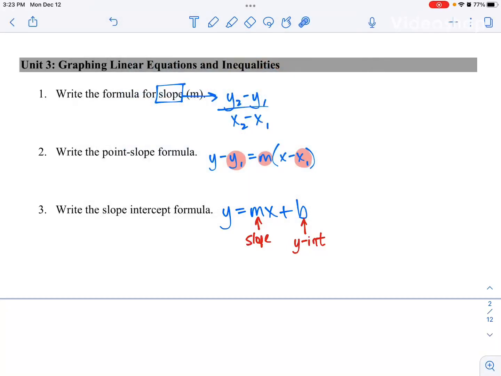All right, guys, final review. Unit 3, this was all of our y equals mx plus b stuff. I remember you telling me in class that you thought this stuff was easy. Make sure that you know these formulas.